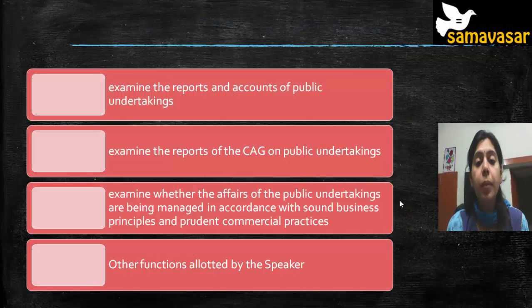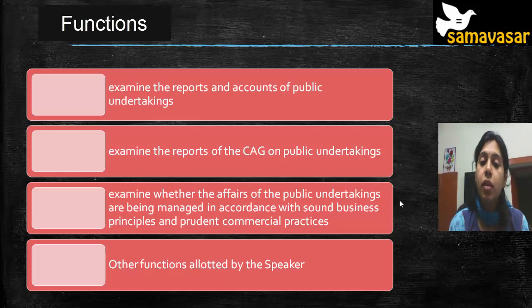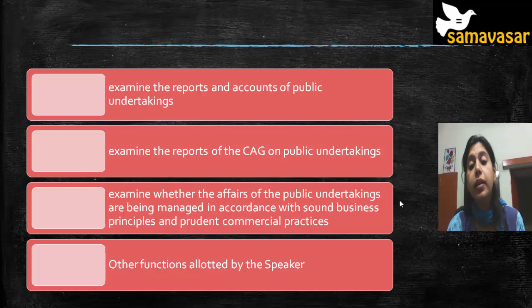So what does the Committee on Public Undertakings do? It examines the reports and accounts of the public undertakings. It examines the reports of the CAG on public undertakings, and it also examines whether the affairs of the public undertakings are being managed in accordance with sound business principles and prudent commercial practices, and other functions allotted by the speaker. So basically it's looking at all the records, and apart from just the financials, it's also seeing whether the functioning of the public undertakings is in accordance with sound business principles and prudent commercial practices, which means that it's actually looking into the business aspect of the public undertaking as well.